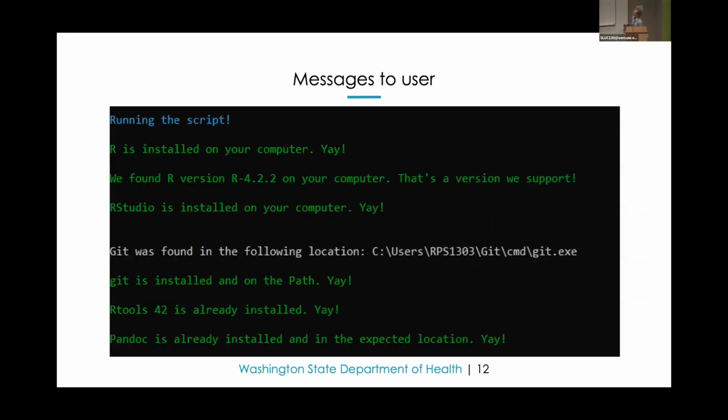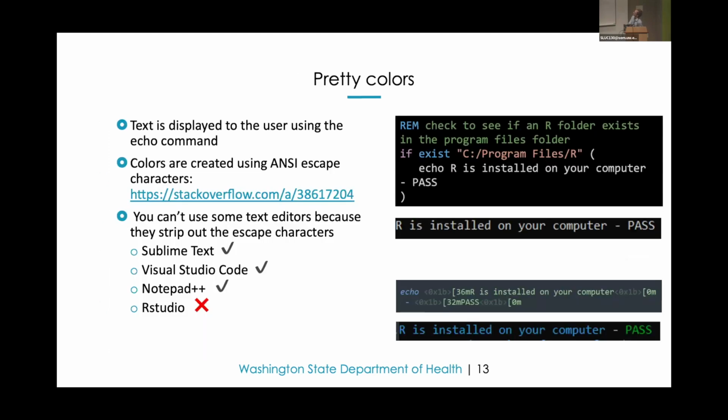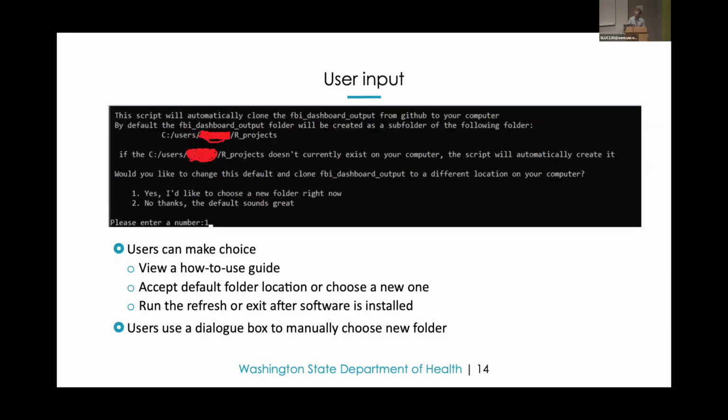Here are some more examples of the messages we use. This is a passing case. If they didn't find R, there'd be a lot more messages like, oh, we're installing R, or oh, you need to go here to install stuff. This is more for reference. You can get colors in batch scripts, but you have to use escape characters. They're a little hard to work with because a lot of text editors will strip them out. So I'll make the slides available if anyone wants to dig into that further, but you can put pretty colors in this.